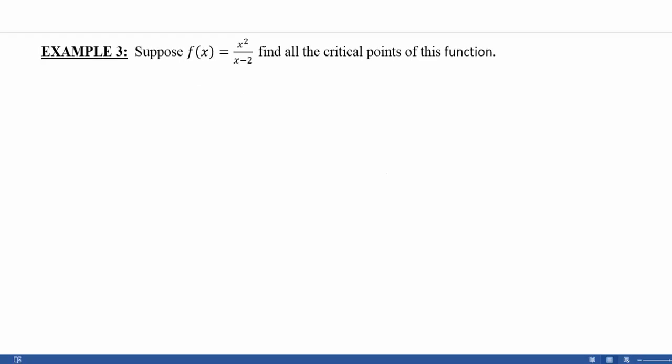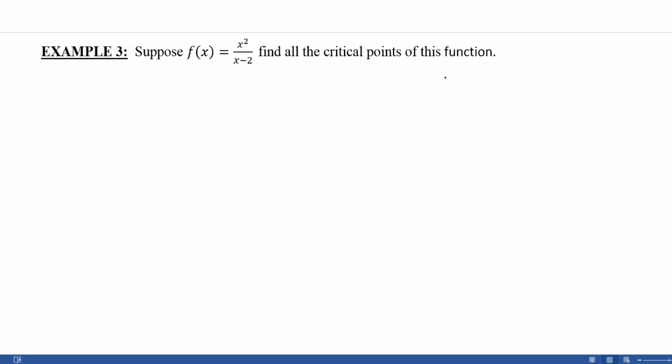Example 3. Suppose f of x equals x squared divided by x minus 2. Find all the critical points of this function. So I notice here that I have one function over another function. So in order to find the first derivative here, I'm going to have to use a quotient rule.